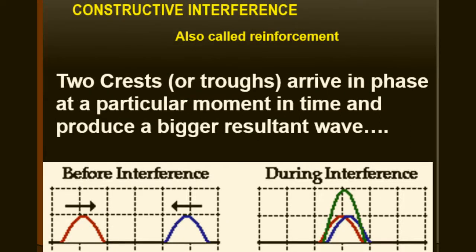Constructive interference is when two crests, or two troughs, depending on which way you're going, arrive in phase at a particular moment in time and produce a bigger resultant wave. So in this case, we've got two crests headed towards each other. They're two hills, if you will. They add up and they make a much bigger hill.